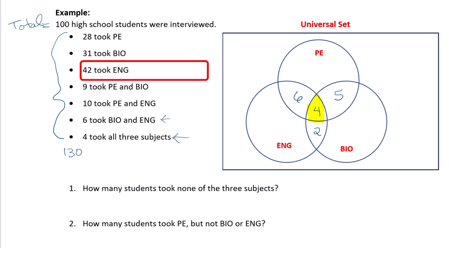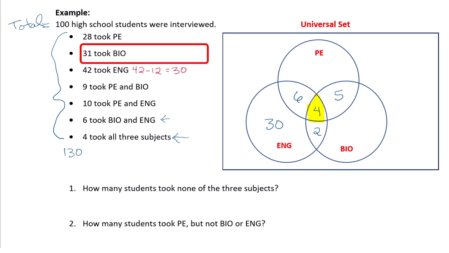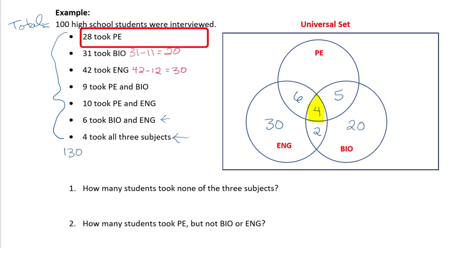42 students took English. Well, in the circle that has English, we already have 12 students. So if it was a total of 42, that would leave us with 30 students who only took English. 31 students took biology. There were already 11 students listed in biology, so that leaves us with 20 students who only took biology. Last but not least, 28 took PE. There were 15 students already listed as taking PE, leaving us with 13 students who took only PE.